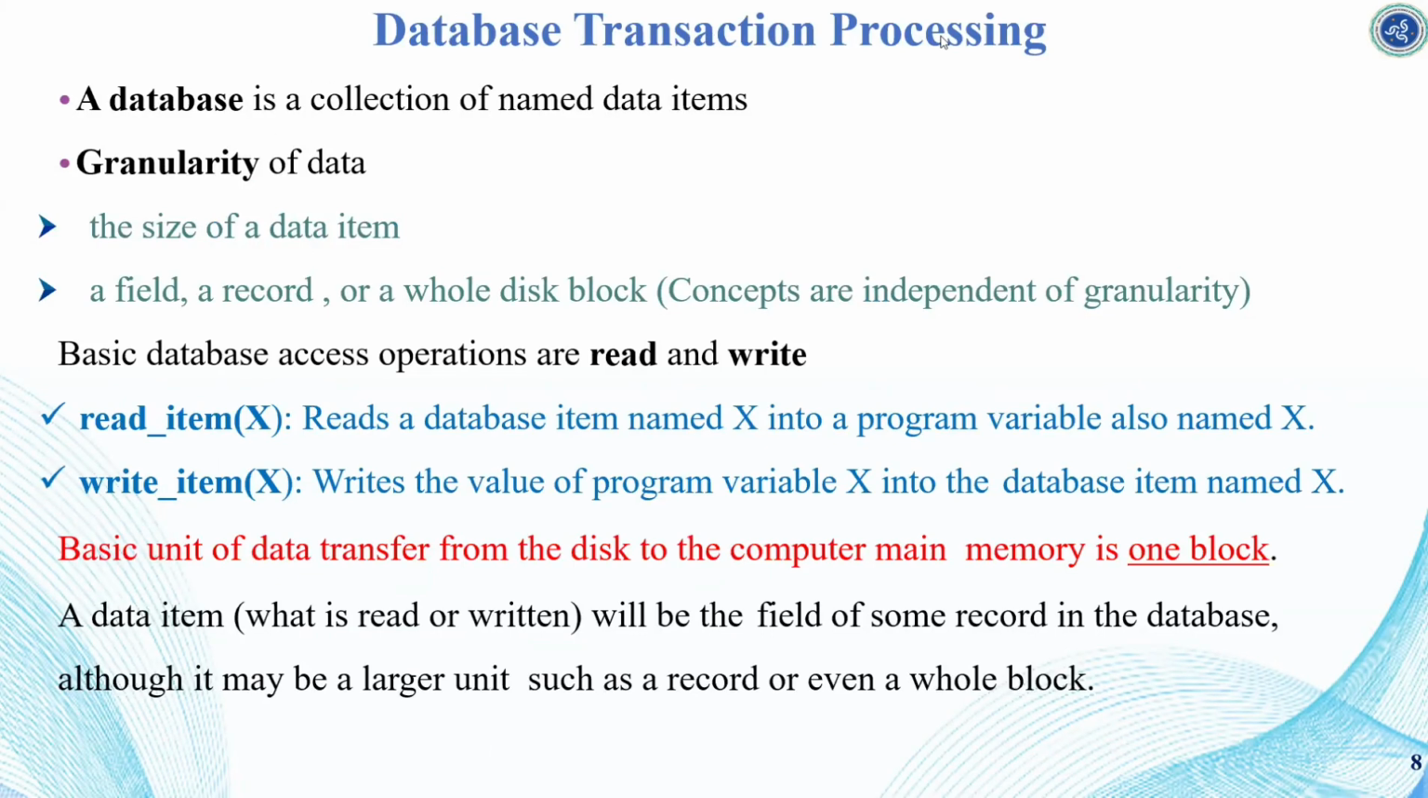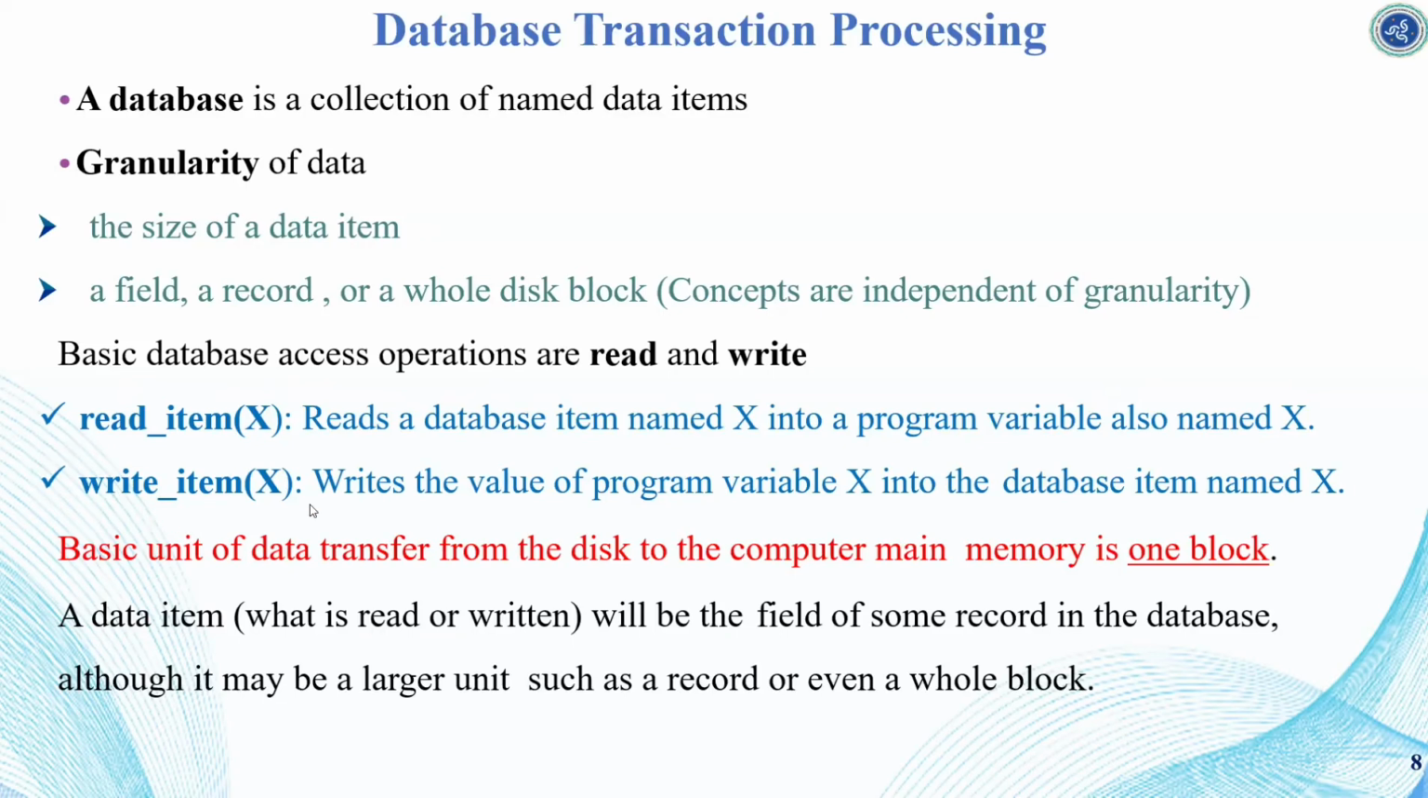So, database transaction processing. A database is a collection of named data items, and the granularity of data, that is, the size of the data items, can be a field, a record, or a whole data block. The basic operations done in a transaction are read and write. Read item X means we read a database data item called X and access the data into the program variable, which is also named X.